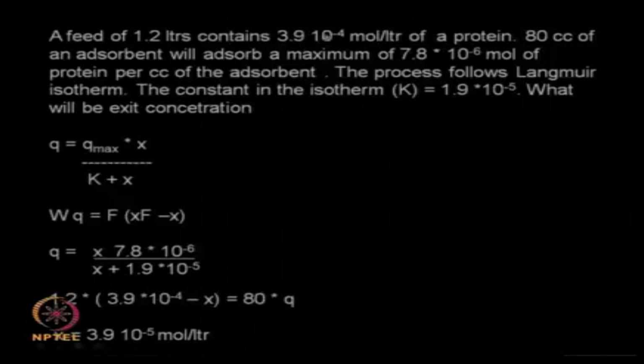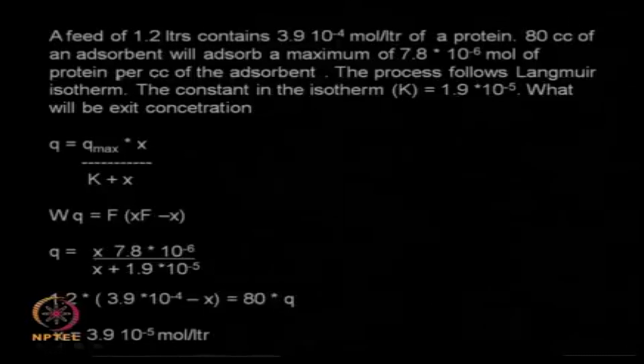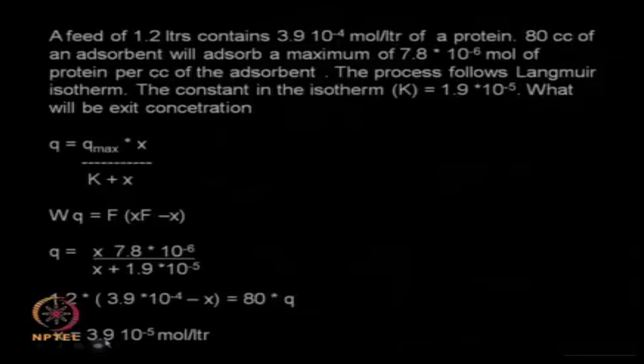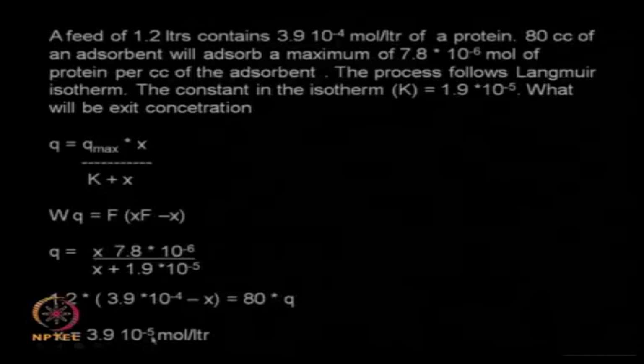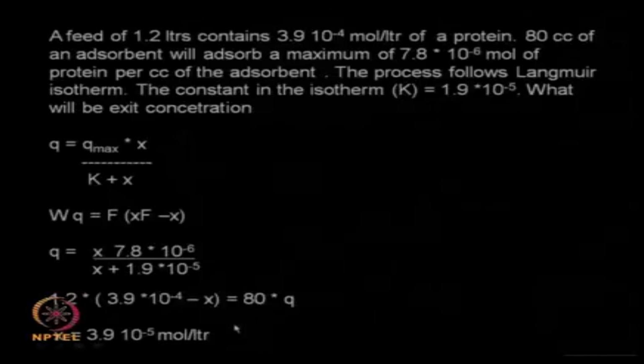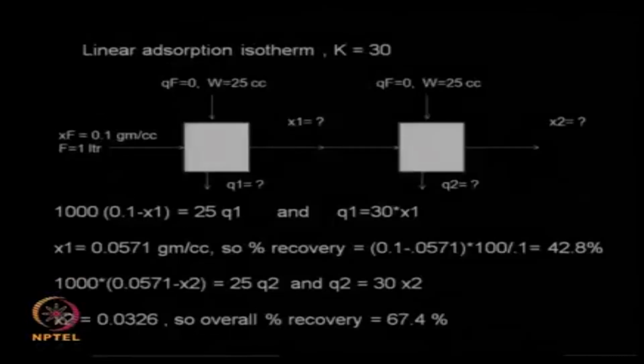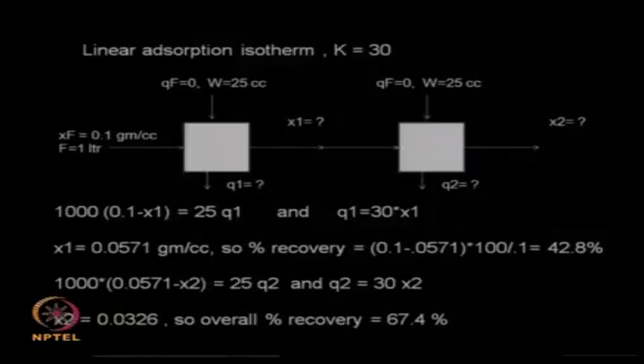So you are starting with about 4 into 10 power minus 4 moles per liter of the protein which is adsorbed using an adsorbent, and the solution will finally contain 3.9 into 10 power minus 5 moles per liter of the solute. Now let us slightly complicate the adsorption process.